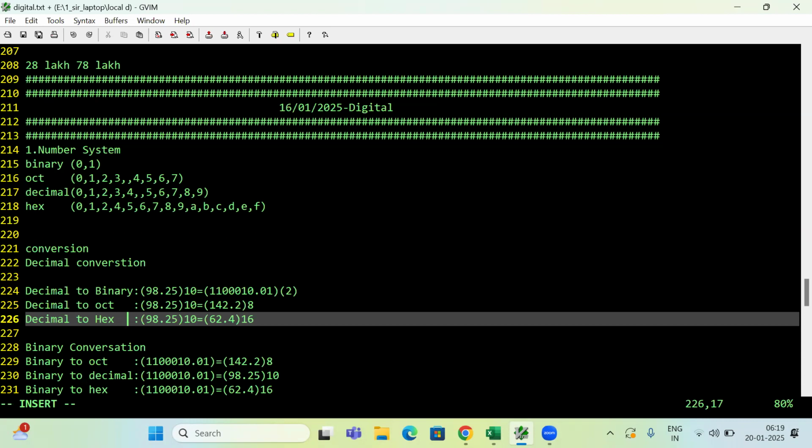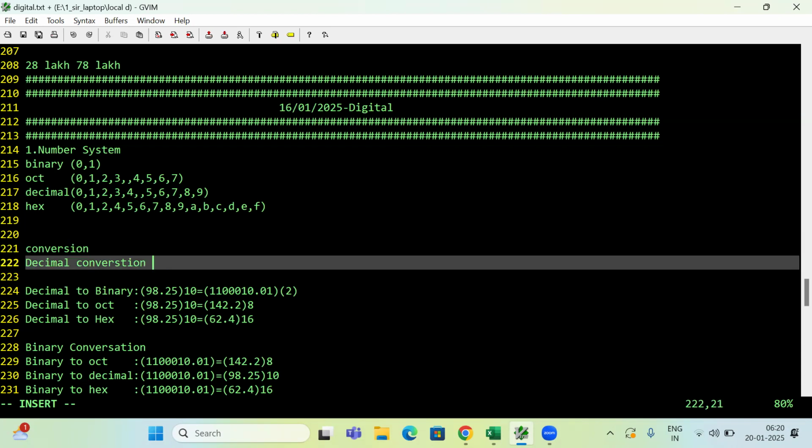Hello, number systems. Next, our agenda was digital. We started with the number system. Binary, we have seen octal, decimal, hexadecimal. Binary means only two values will be there. Octal means totally 8 values will be there. Decimal means total 10 values will be there. Hexadecimal means total 16 values will be there. Correct. They are the values.